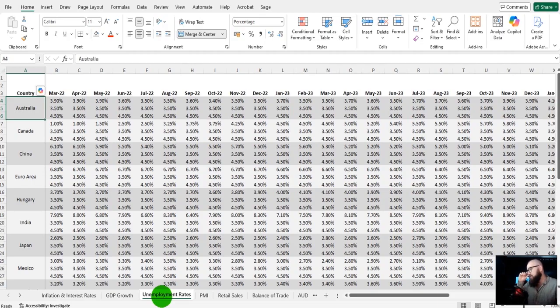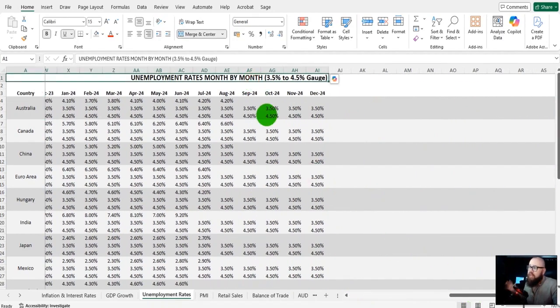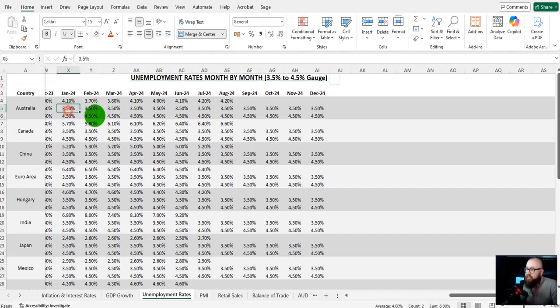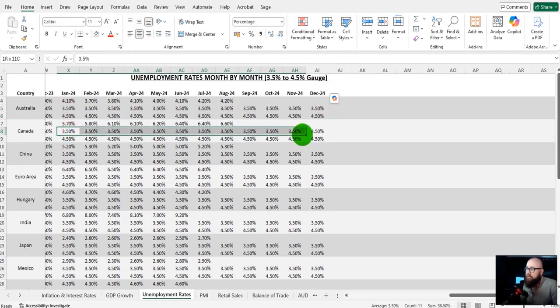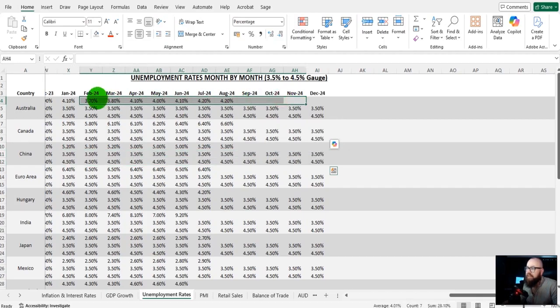Next is unemployment. You don't necessarily have to track unemployment. It could be, for the US, you're going to track NFP, non-farm payrolls, or other job-related economic data or indicators. For me, I track unemployment. Now, healthy unemployment is between 3.5% and 4.5%. So once again on this spreadsheet, I have the target 3 to 4.5%, and then the actual.